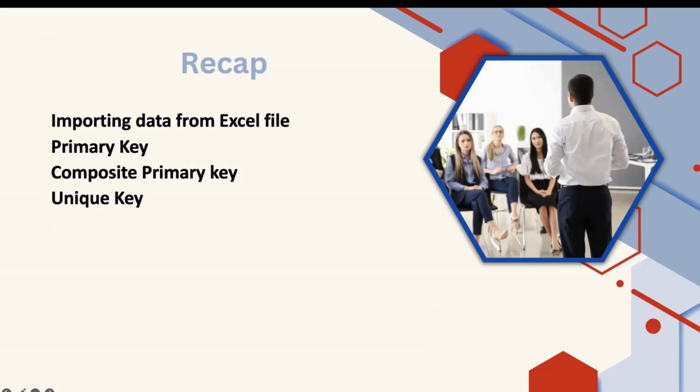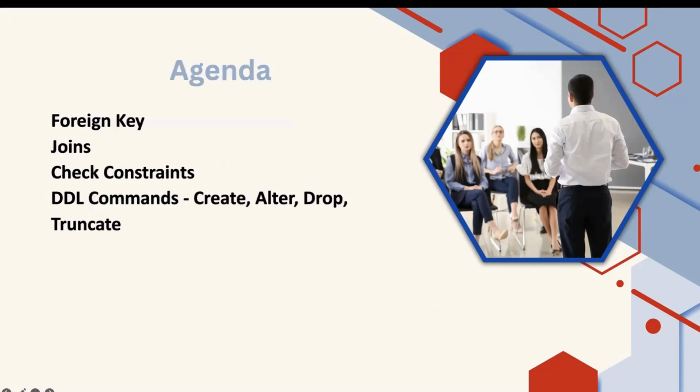Now let's dive into today's agenda. Today's agenda is the foreign key constraint, then joins and check constraints. Then, if time permits, we will touch on the detailed commands like create, alter, drop and truncate. We already started work on the create and drop commands and covered them in the last sessions. Today we will try to cover the alter and truncate commands. The foreign key and check constraints are very helpful to ensure consistency across the tables. So let's get started.